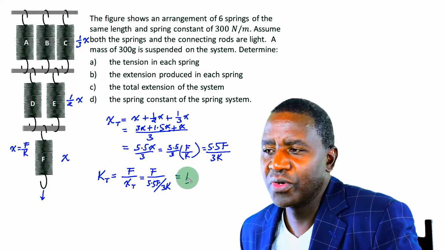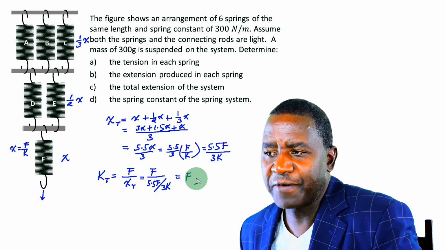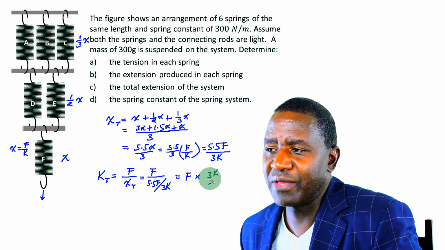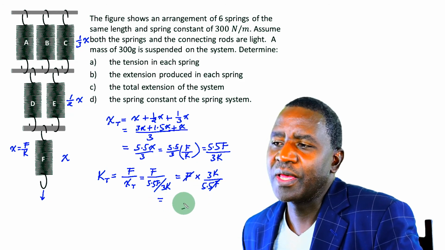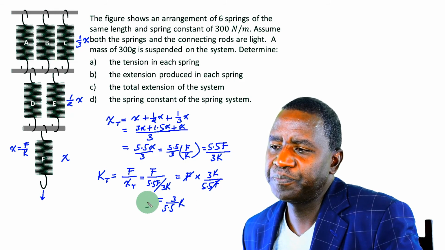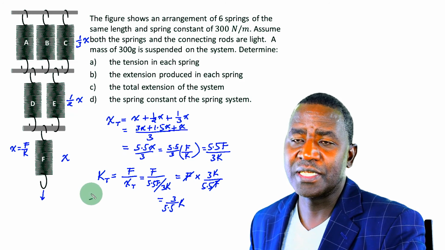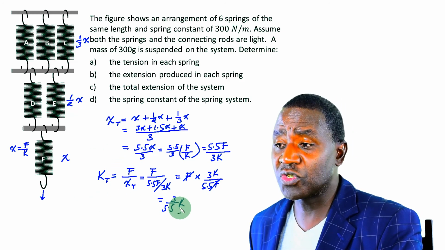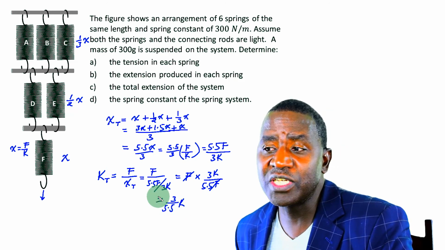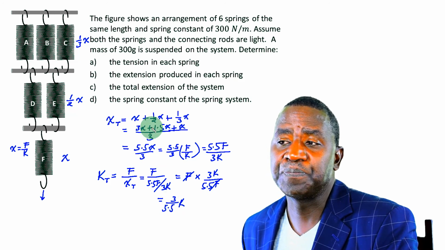And just like before, when we divide by a fraction, we have to multiply by its inverse. So we multiply by 3K over 5.5F. And once the F's cancel out, I have my value of 3 over 5.5K. And I've been able to express the spring constant of the system in terms of the spring constant of one of the springs, because K is a spring constant of one of the springs. That is how I would do it.